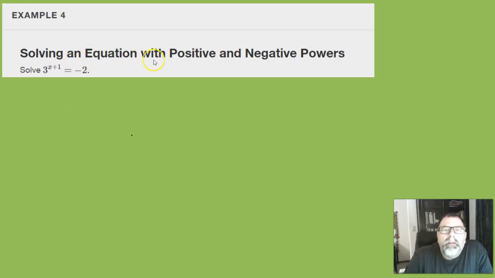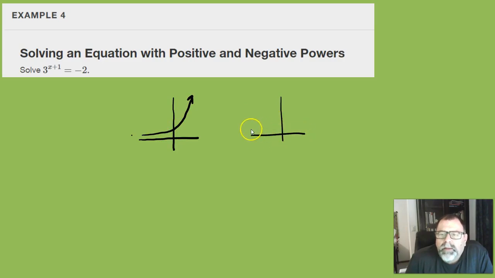Okay, example 4, solve an equation with positive and negative powers. Okay, so I'm a little confused with this because they're saying positive and negative powers, but do they mean the bases? So the technique then, we've got to get the same bases. Well, we can't. There's no way to do it. And if you think about our exponential function, 3 to the x plus 1, we know it's going to be something, okay, here's just 3 to the x, right? And then we do the plus 1, that shifts it to the left one. So it's going to be something like this, basically.